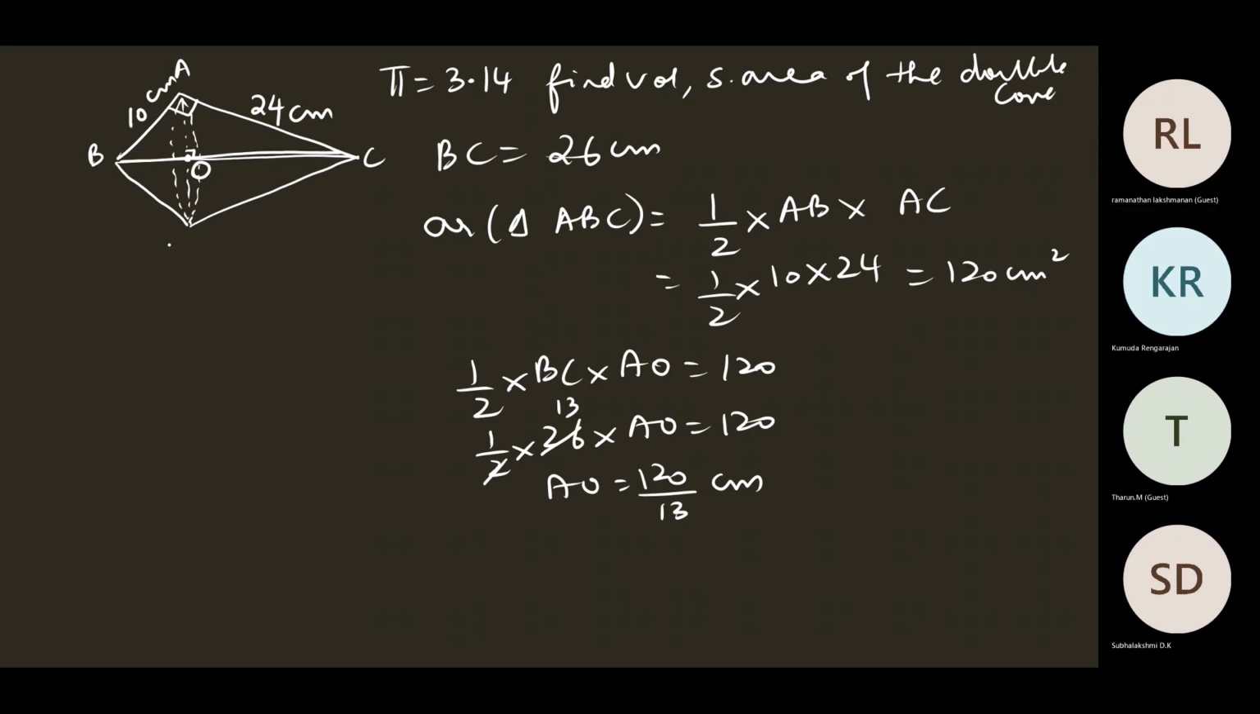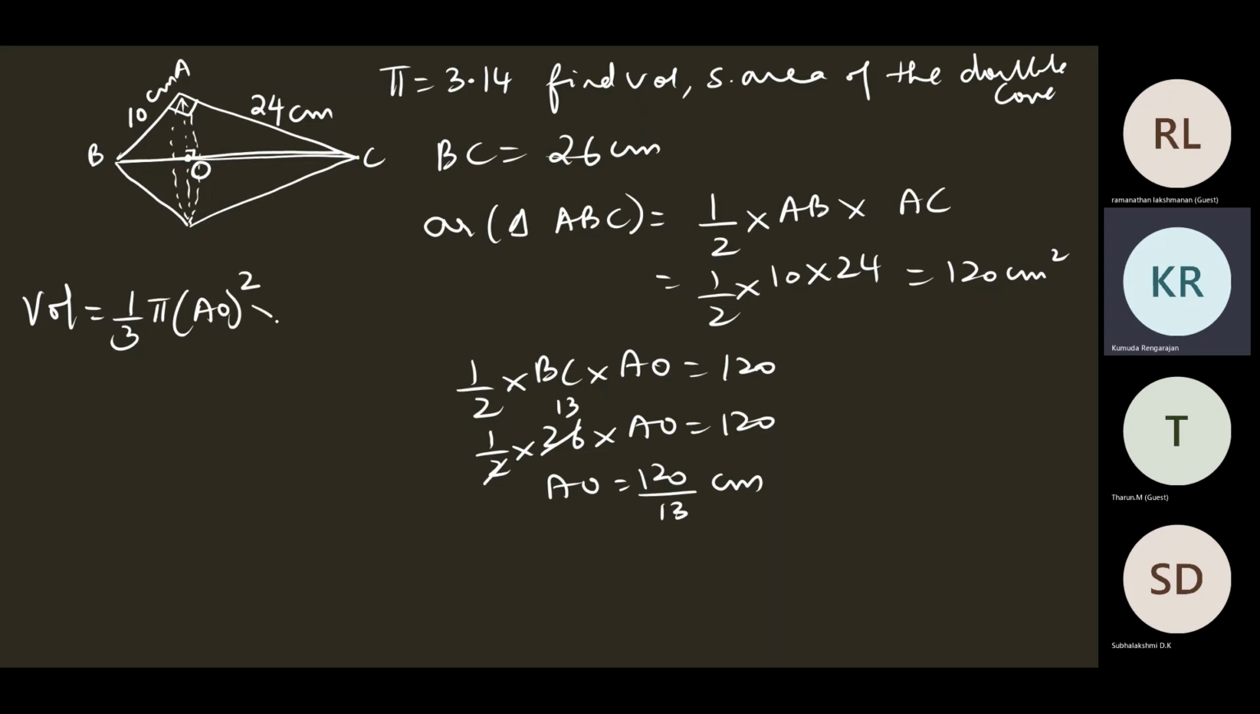Now, we need to find the volume. Volume of the double cone is equal to 1 by 3 pi r square, where r square is AO the whole square, because that's a radius, right? Into H, which is BO for the small cone. For the big cone, I don't have place here, so I'm writing it below, plus 1 by 3 pi r square, same thing, AO the whole square, into H, and H is OC. So the sum of these two volumes is the volume of the double cone.